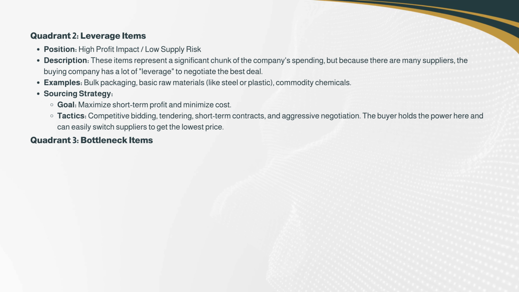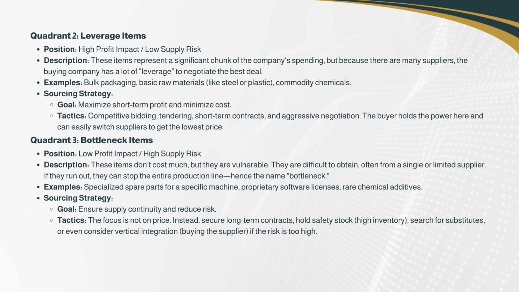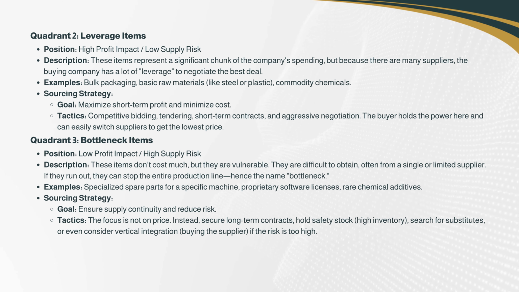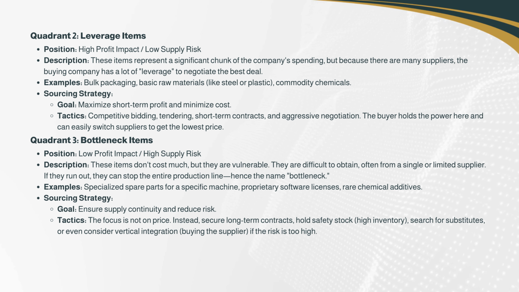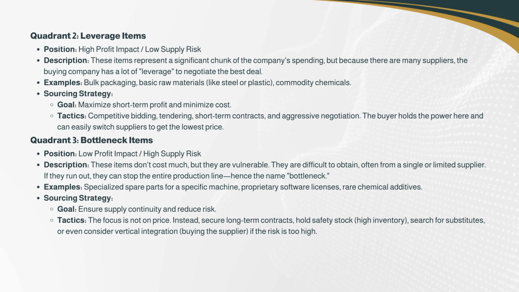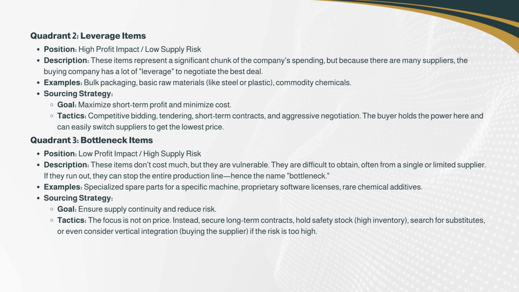Quadrant 3. Bottleneck items. Position. Low profit impact, high supply risk. Description. These items don't cost much, but they are vulnerable. They are difficult to obtain, often from a single or limited supplier. If they run out, they can stop the entire production line, hence the name, bottleneck. Examples. Specialized spare parts for a specific machine, proprietary software licenses, rare chemical additives.